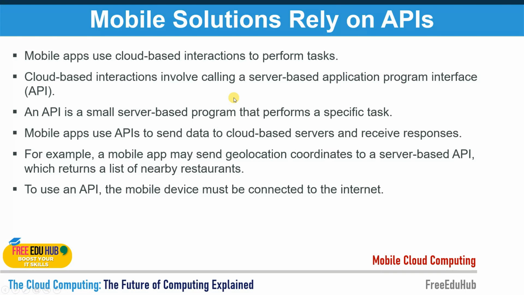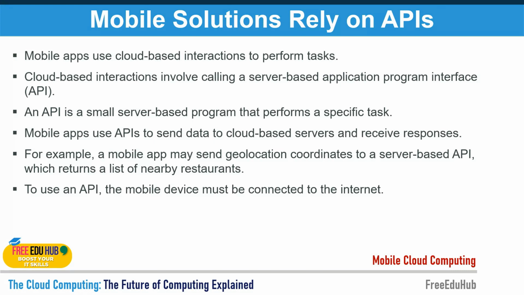After this, we have mobile solutions rely on APIs, which are application programming interfaces. Mobile apps use cloud-based interactions to perform the task. Now, cloud-based interactions involve calling a server-based application program interface, with the help of which they will either try to get some information from the website, or they would try to collect some information from the database which is shared on their website.